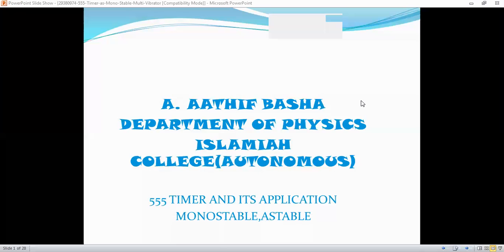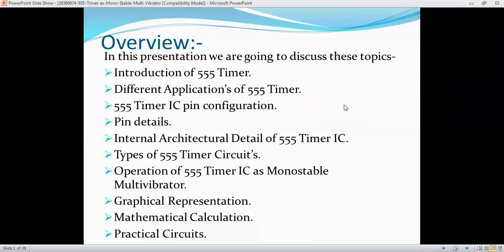There are different types of 555 timer applications like monostable, astable, and bistable. Using the 555, we can build a Schmitt trigger, and one of the most common applications of the monostable multivibrator using the 555 timer is called a frequency divider. Similarly, this is the overview.